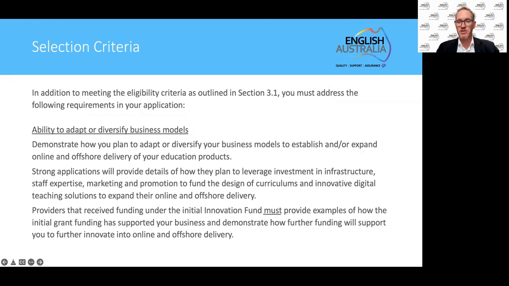Now, coming back, so we've had a look at eligibility so far, and the second requirement will be for you to respond to selection criteria. In addition to meeting eligibility in 3.1, the first selection criterion is around your ability to diversify business models. We want to make sure you're able to demonstrate a plan on how you're going to diversify your business and establish and expand your online and offshore offerings by receiving this grant.